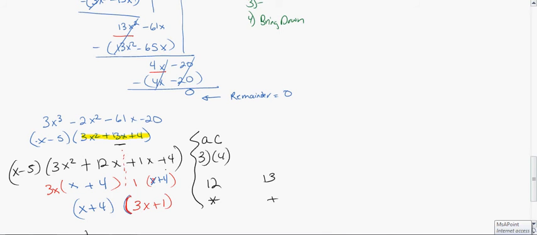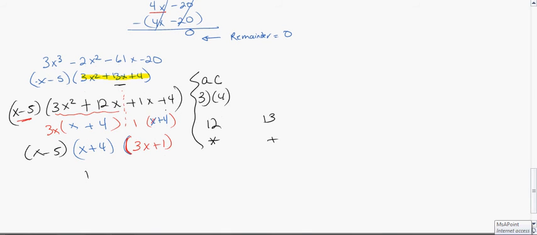But let's just make sure I haven't forgotten anything else. So x plus 4 and 3x plus 1, that's this stuff here. Oh, but I still have my x minus 5, so let's bring down my x minus 5. And now I'm pretty sure I've factored completely. Let's just look at the factors. X minus 5, it's two things, but there are no perfect squares in there, no greatest common factor. X plus 4, no greatest common factor.